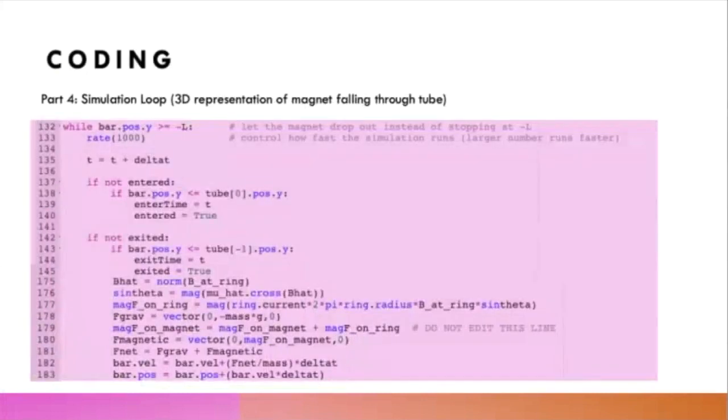In the last section of code, I created a while loop to stop the graph from continuing to plot points when the bar magnet is no longer in the tube. In lines 175 through 181, I derived a formula for the net force on the bar magnet, which is the sum of the gravitational force and the magnetic force contributions from the tube. Lines 182 and 183 are the kinematic equations used to create the plot of velocity and position versus time.